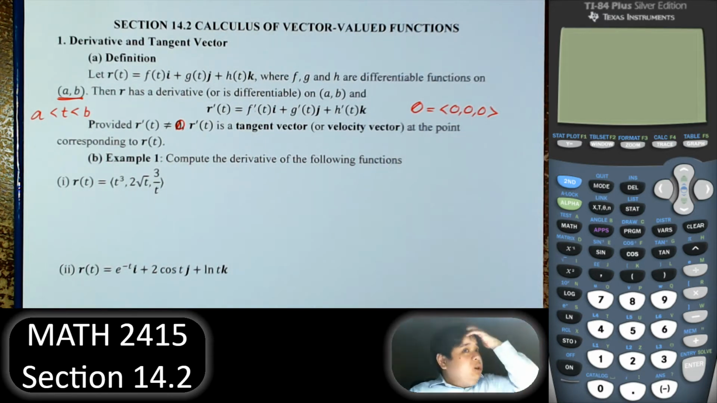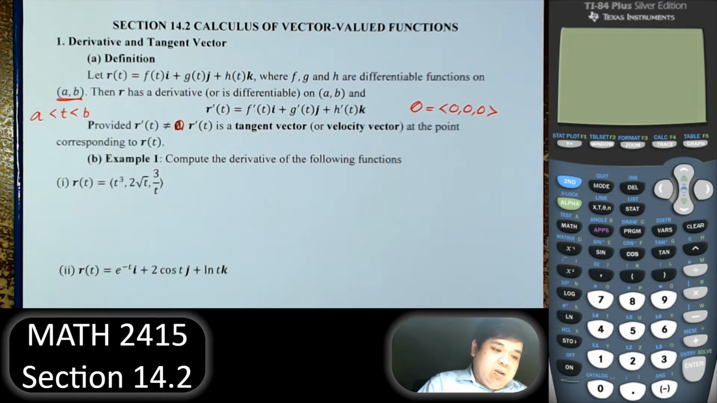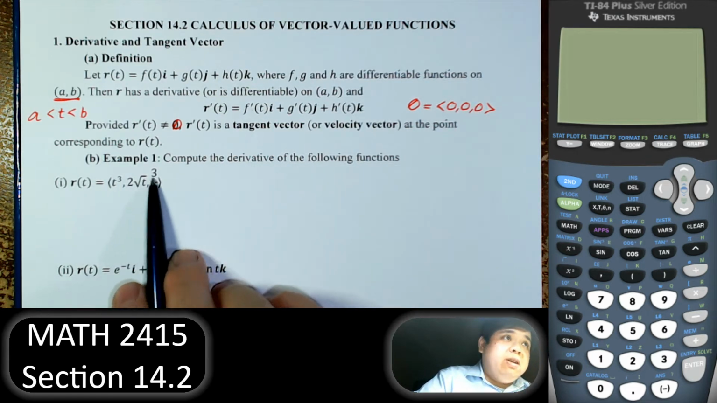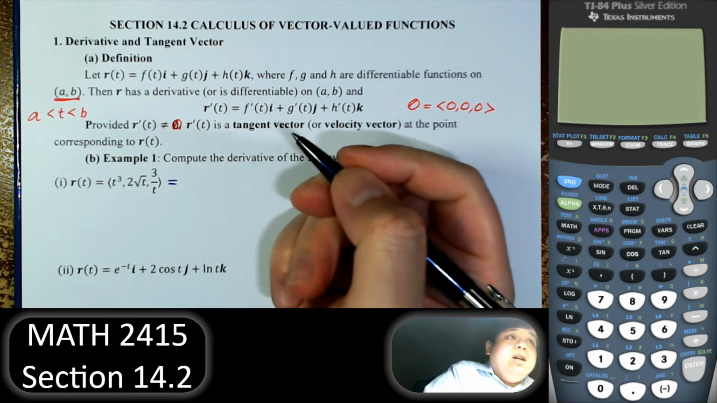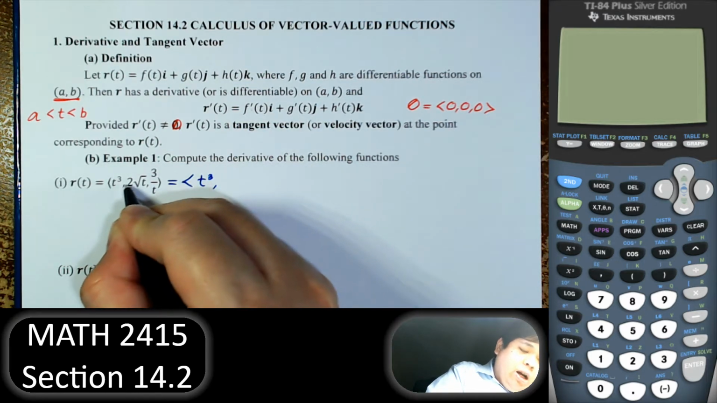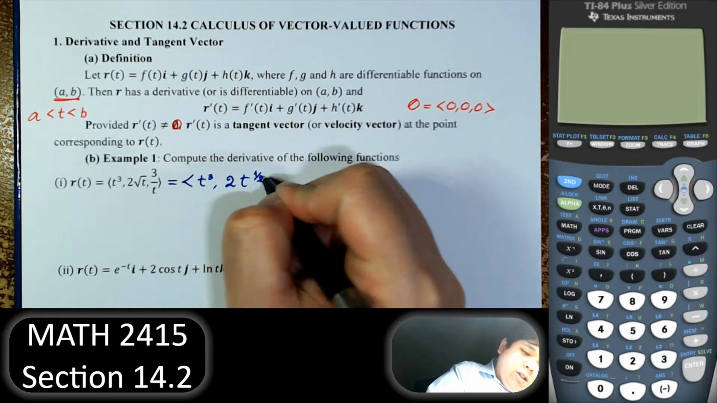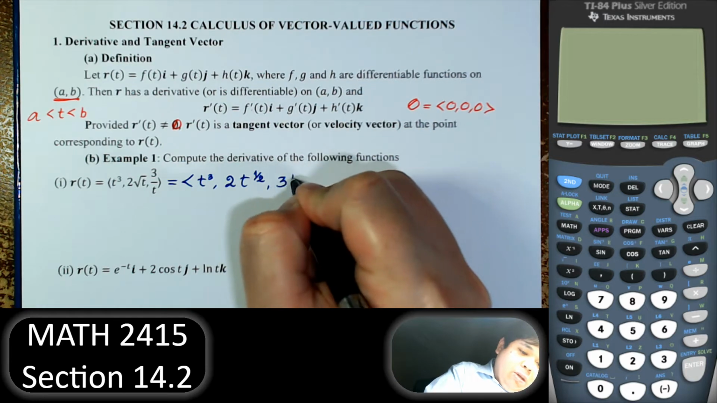We haven't reviewed much calculus yet, but in this section we review two fundamental concepts of calculus: derivative and integral. So compute the derivative of the following function. I will rewrite this as powers of t. So t cubed, 2 square root of t, I can write 2t to the 1/2 power, and 3 over t, move t up, becomes t to the -1.